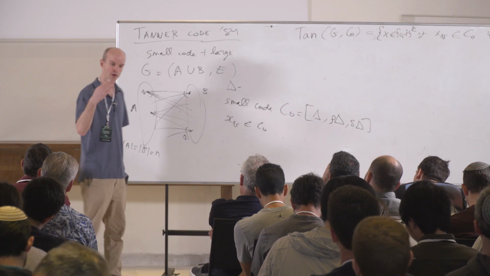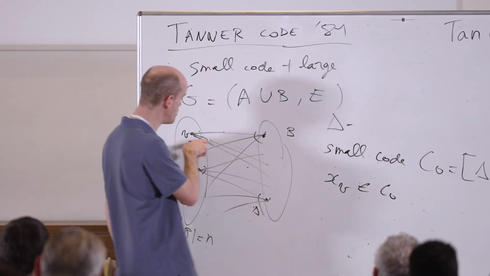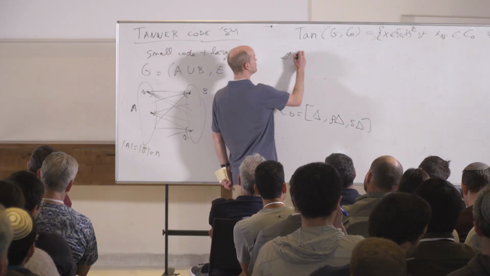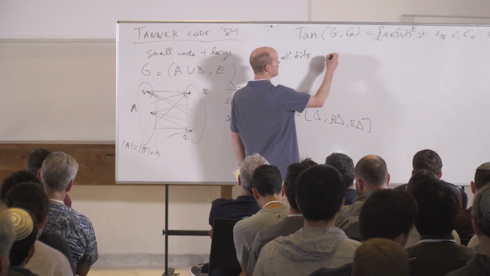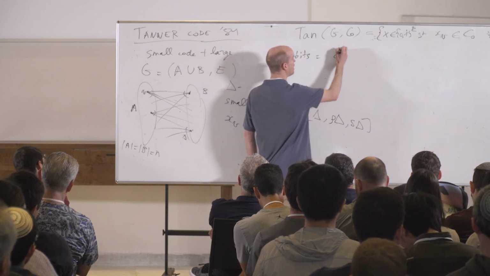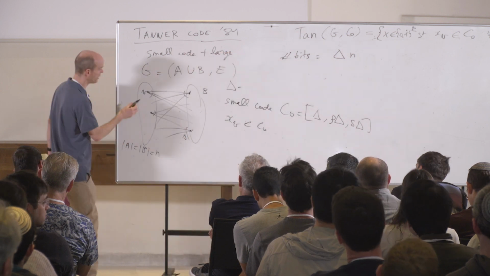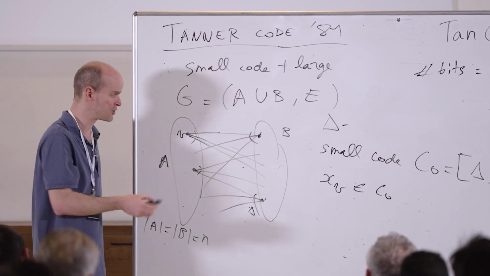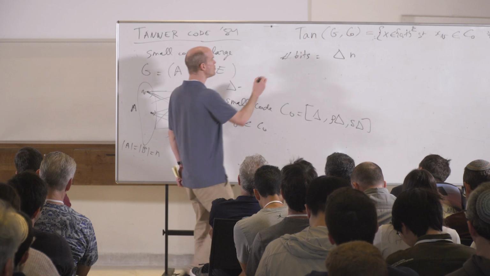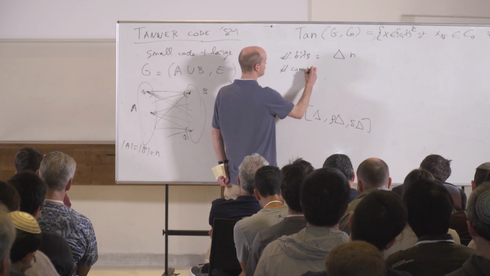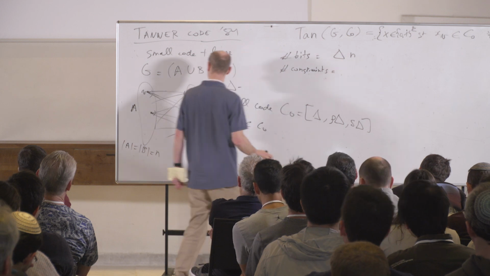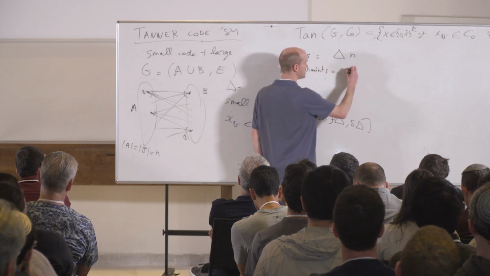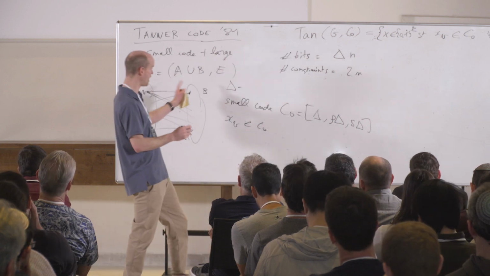But what you can do to get a lower bound on the dimension is count the number of constraints, of parity checks that you have. The number of bits is the number of edges, so it's delta times n. You have n vertices on the left, and each of them is incident to delta edges, so n times delta bits. The number of constraints is the number of vertices, since for each vertex you have a set of constraints. The number of vertices is 2n, n on the left, n on the right.